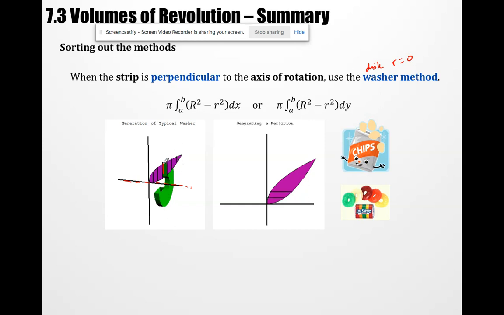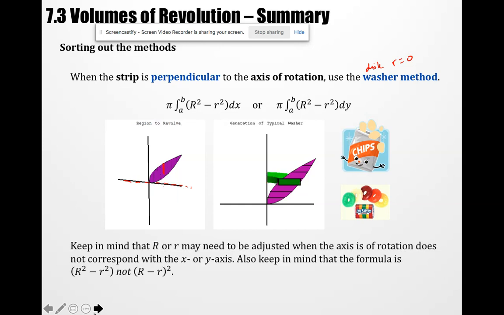Here again, you have to be careful of your function being a top minus bottom scenario. And you have to always be careful if your radius has been shifted. Right, if I move the axis of rotation from the y-axis to asking you to revolve around the line x equals 4 or the line x equals 10. Okay?